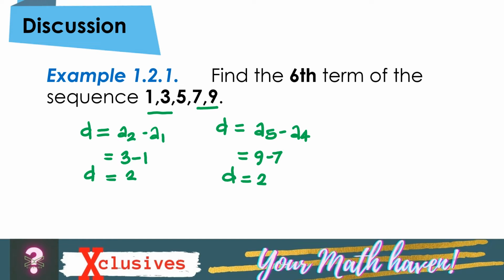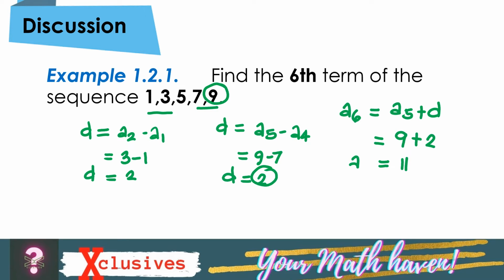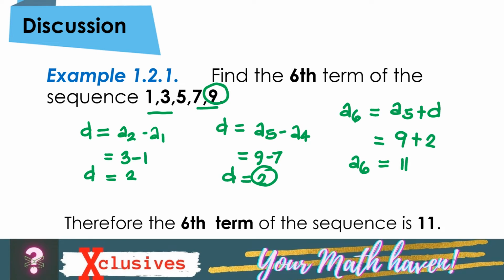Now I think we're ready to solve for the sixth term. That would be a sub 6 is equal to the fifth term plus the common difference. What is our fifth term? That is 9. So you copy or substitute 9 plus the common difference 2. 9 plus 2 results to 11. And there we go. Therefore, the sixth term of the sequence is 11.